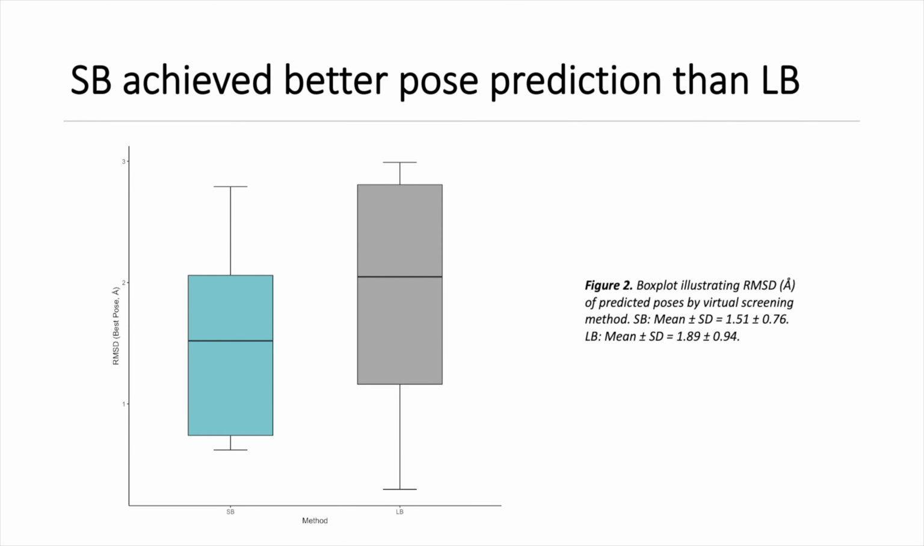The pose prediction of SB and LB for all 13 compounds are summarized in Figure 2. Here, the x-axis illustrates screening method, and the y-axis illustrates RMSD in angstroms. SB predicted poses achieved a lower mean RMSD of 1.51 angstroms compared to LB predicted poses with a mean RMSD of 1.89 angstroms.